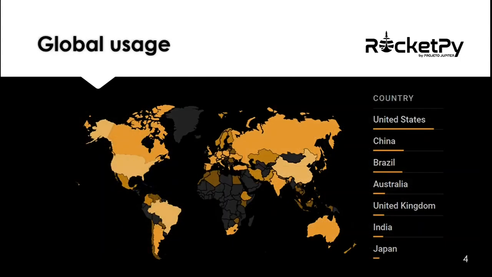This software has been used across the globe in United States, China, Brazil, and many other countries, and is taking over the whole paradigm of model rocketry across the globe.